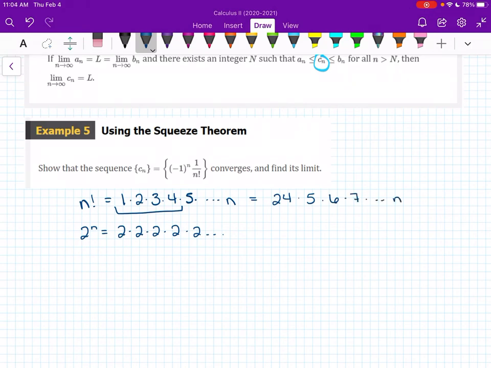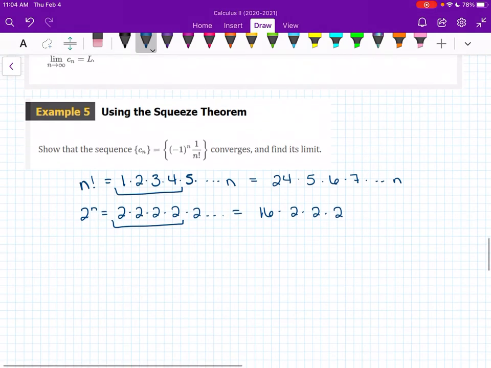Times n, okay? And then if I group the first four together of this one, I'm going to have 16. So 16 times 2 times 2 times 2, okay? So we have that 2 to the n is going to be less than n factorial for all n greater than or equal to 4.